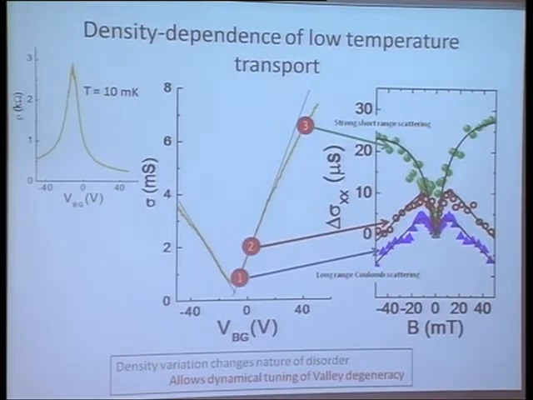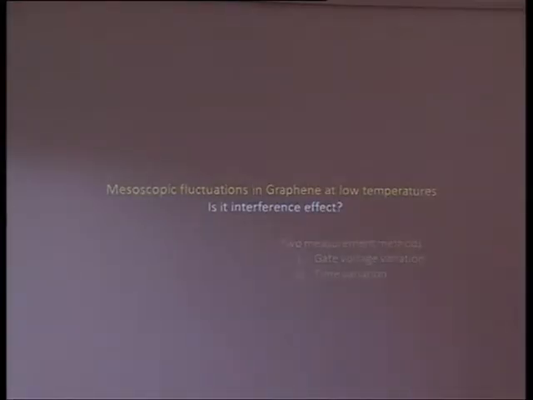So this is another example of how graphene is different from standard materials, where you actually can have a full handle of the valley component. Now we come to the question of this work: how do UCF, universal conductance fluctuations, vary in graphene? Vikram, how much time do I have?